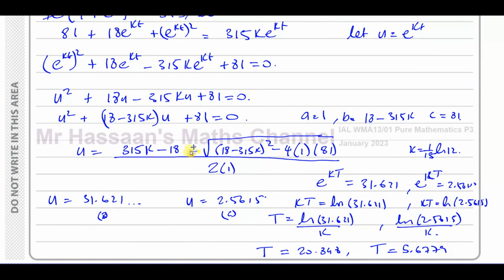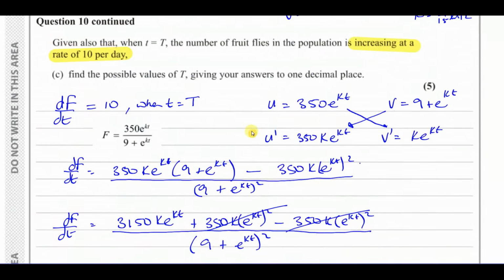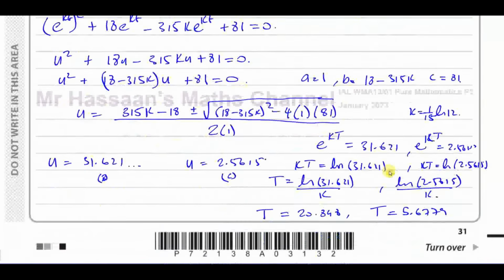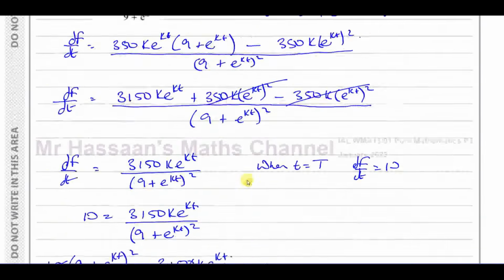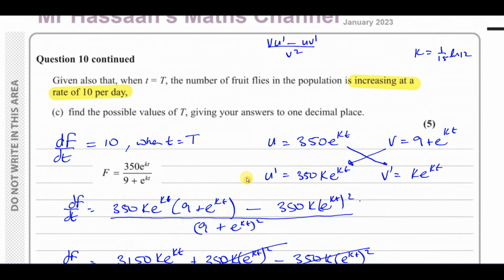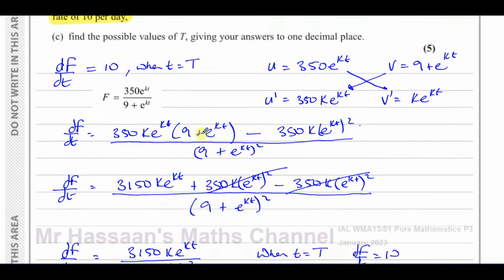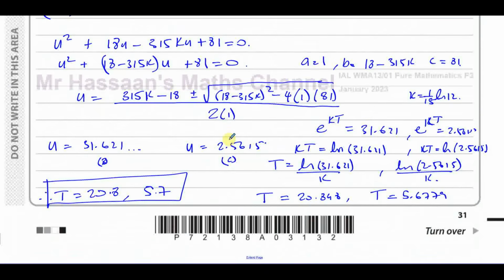Now, how do they want us to round our answers? To one decimal place. So I can say, therefore, t is equal to 20.8 and 5.7. Those are the two values of t which solve this problem. And that's the answer to this whole question.